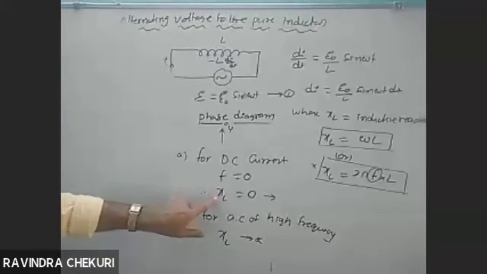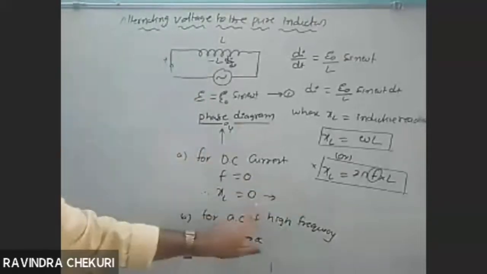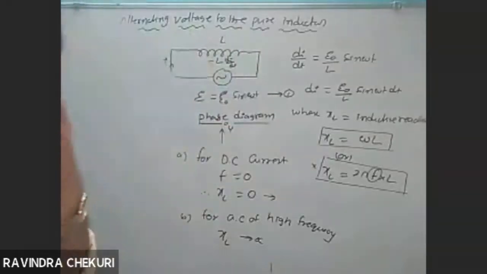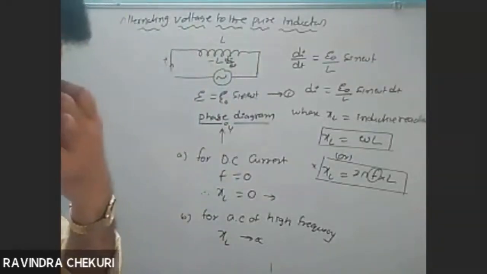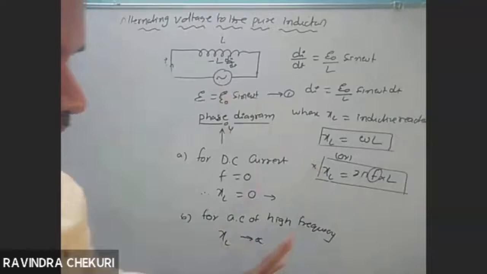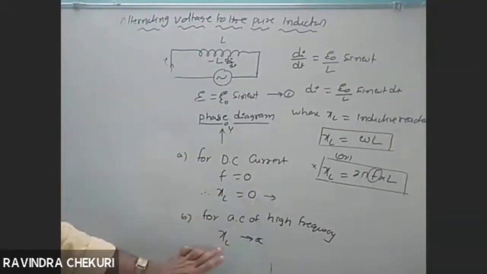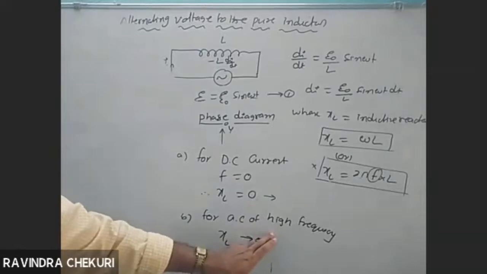For a DC current, inductive reactance is 0. The inductor does not oppose the DC current. For AC current only, there is some opposition.